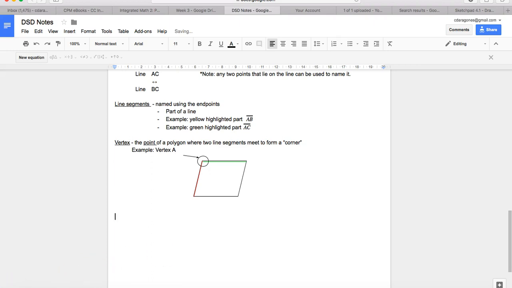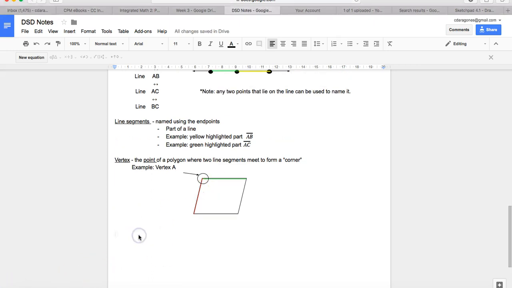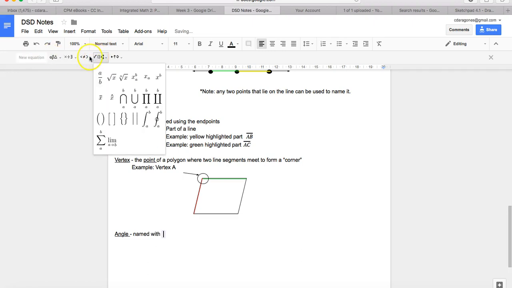Okay, so where two line segments meet, they also meet and form an angle, okay? So an angle is usually named with the angle symbol. So I'm going to go ahead and add that.